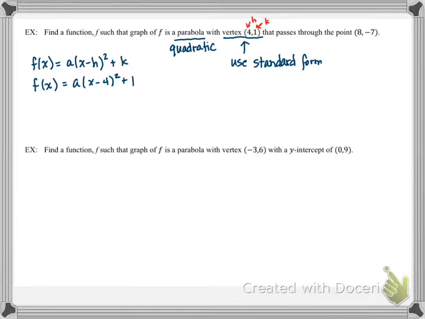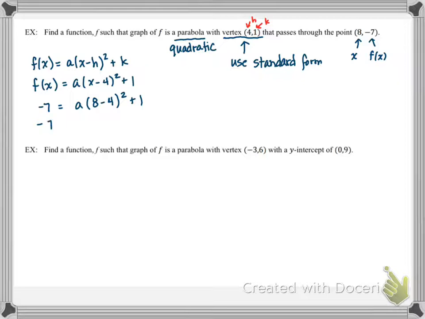We're missing a, right? We don't know what that stretch factor is. And that's where that second point is going to come into play. I know that when x is 8, f of x is negative 7. So I can replace f of x with negative 7, and I can replace x with 8. So 8 is my output. No, I'm sorry, I did that backwards. Negative 7 is my output when 8 is my input. And in this form, I only have one unknown, right? a is my only unknown, so I'm going to solve for a.